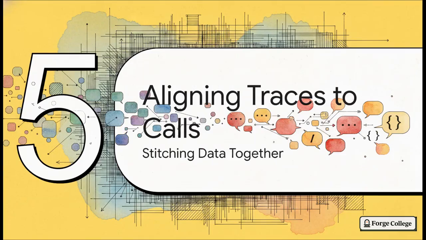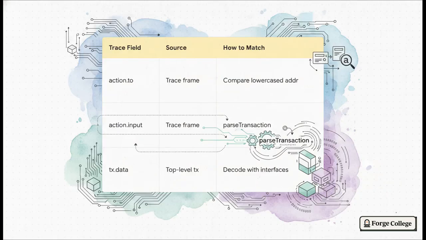Let's move to section 5, aligning traces to calls. This is all about stitching those data sources together. So at this point, we have the raw execution steps, and we have the newly decoded names. But the crucial part is taking those two things and matching them up perfectly. We need to know exactly when and where each function fired.